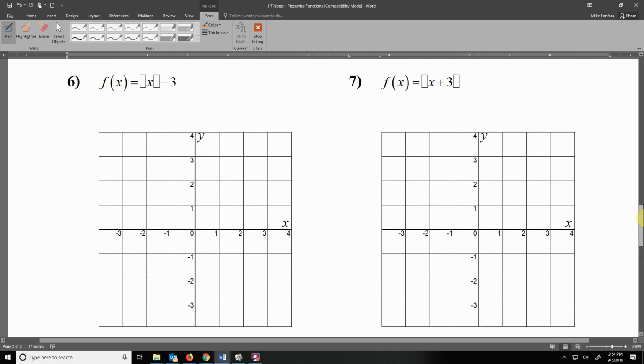The notation did not show up on here for some reason, but it should look like this. And the same here. Okay, and what that notation means is the greatest integer that is less than or equal to x.